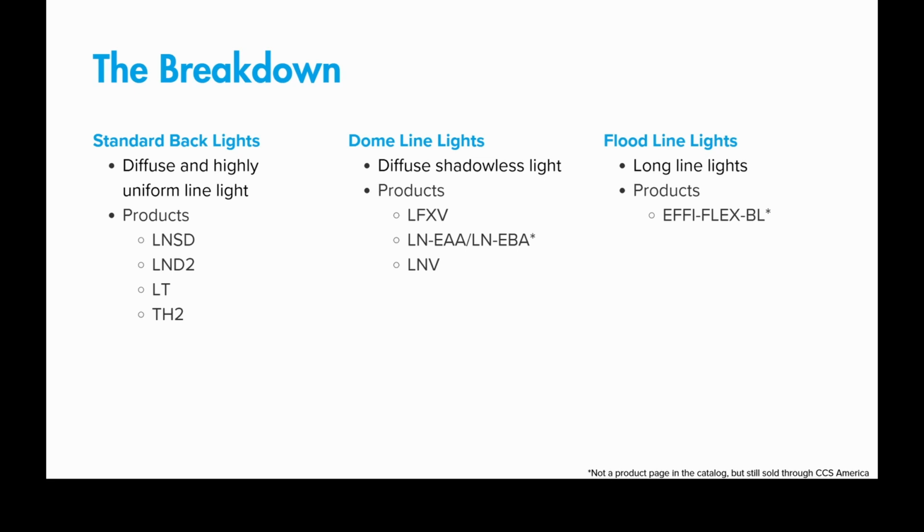So our standard is going to be the LNSD, the LND2, the LT, and the TH2. The dome line lights are going to provide the shadowless light. There's the LFXV, the LNEAA, LNEBA, and the LNV. And then the flood line lights are just long backlights, and these are going to be the Effiflex BL. So this is not the Effiflex light with an attachment on it. The Effiflex BL is the part number, and then you add the length and so on.